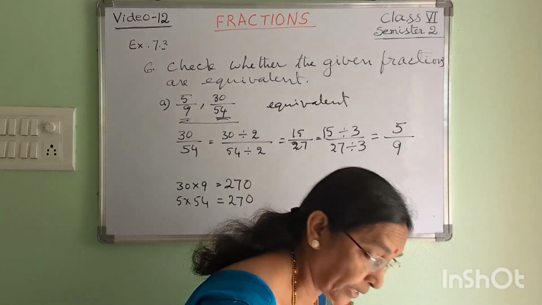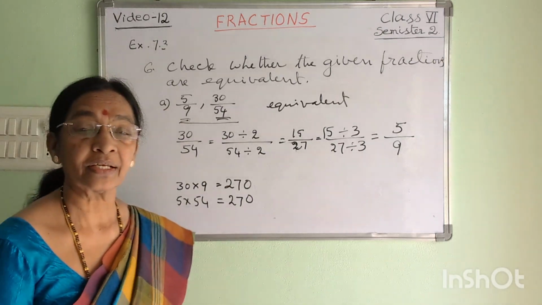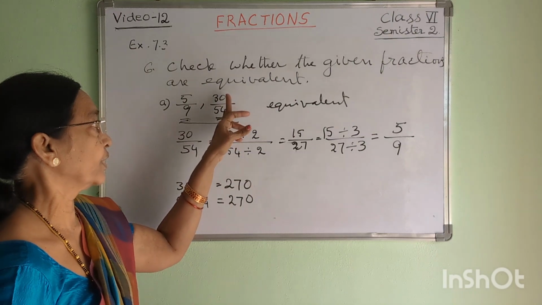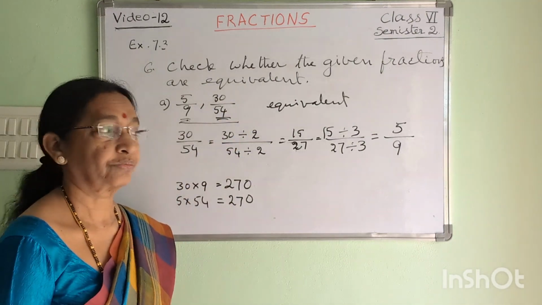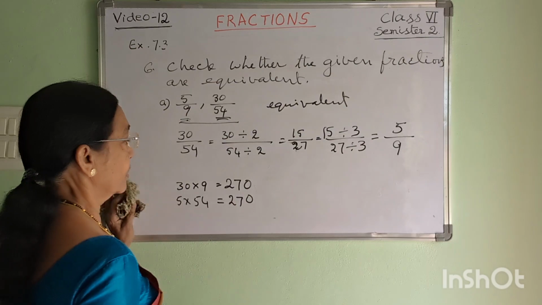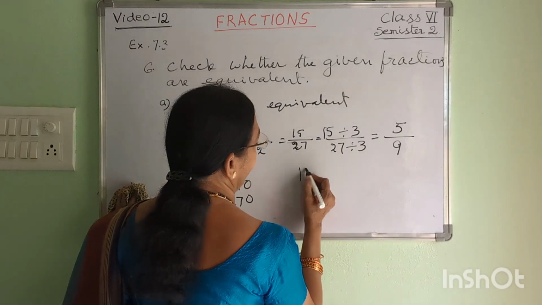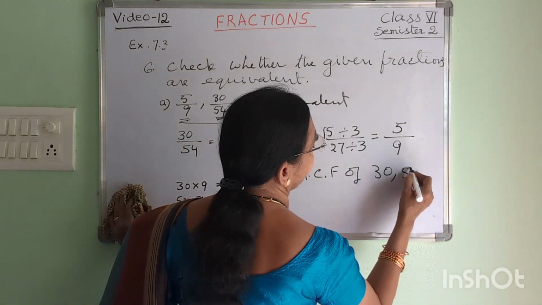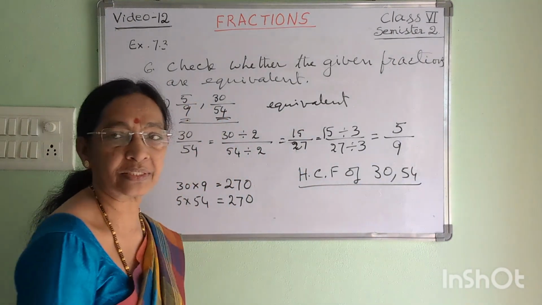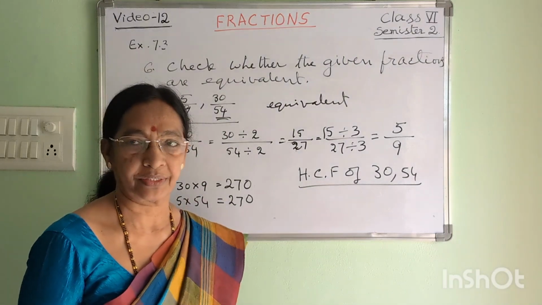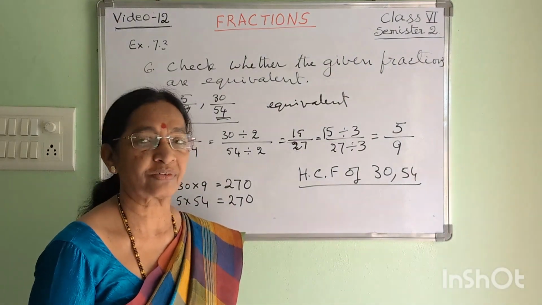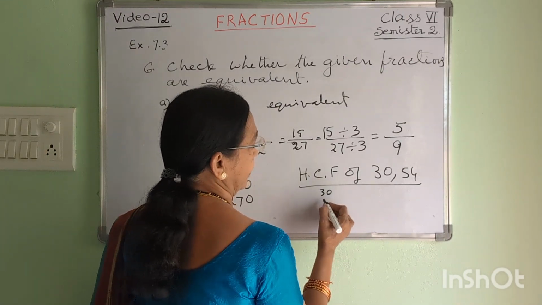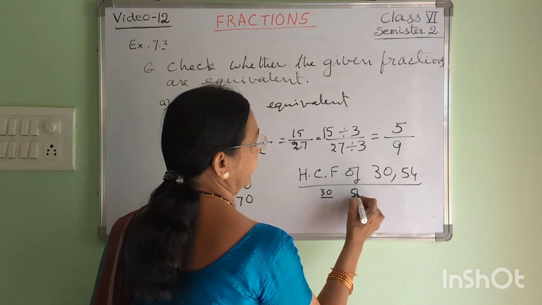Again, there is another method, finding the highest common factor and dividing both the numerator and the denominator. So the highest common factor of 30 and 54. First we have to find out the highest common factor, to simplify it, to convert it into simplest form. Highest common factor means we have to write the factors of 30 and 54.